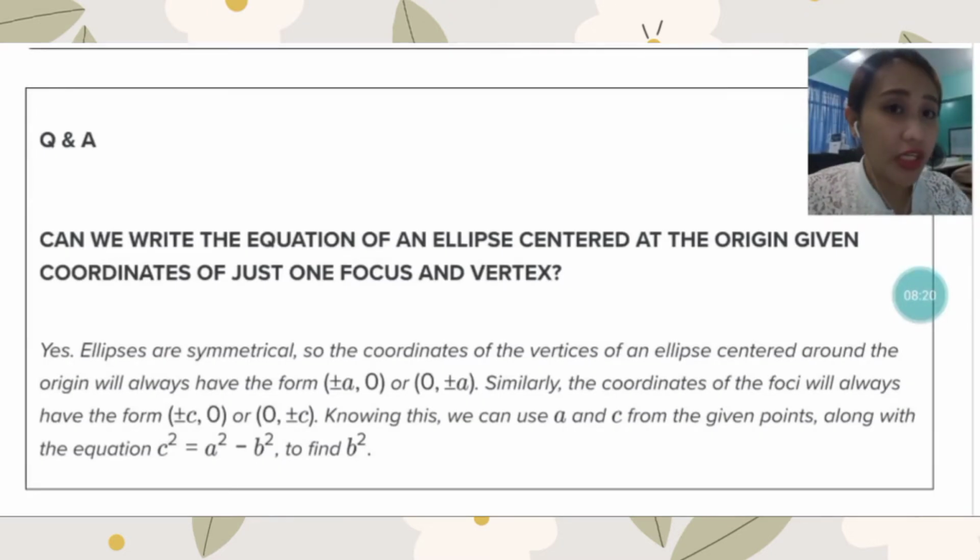Now we have here a question, Q&A. Can we write the equation of an ellipse centered at the origin given coordinates of just one focus and one vertex? So the answer is yes.